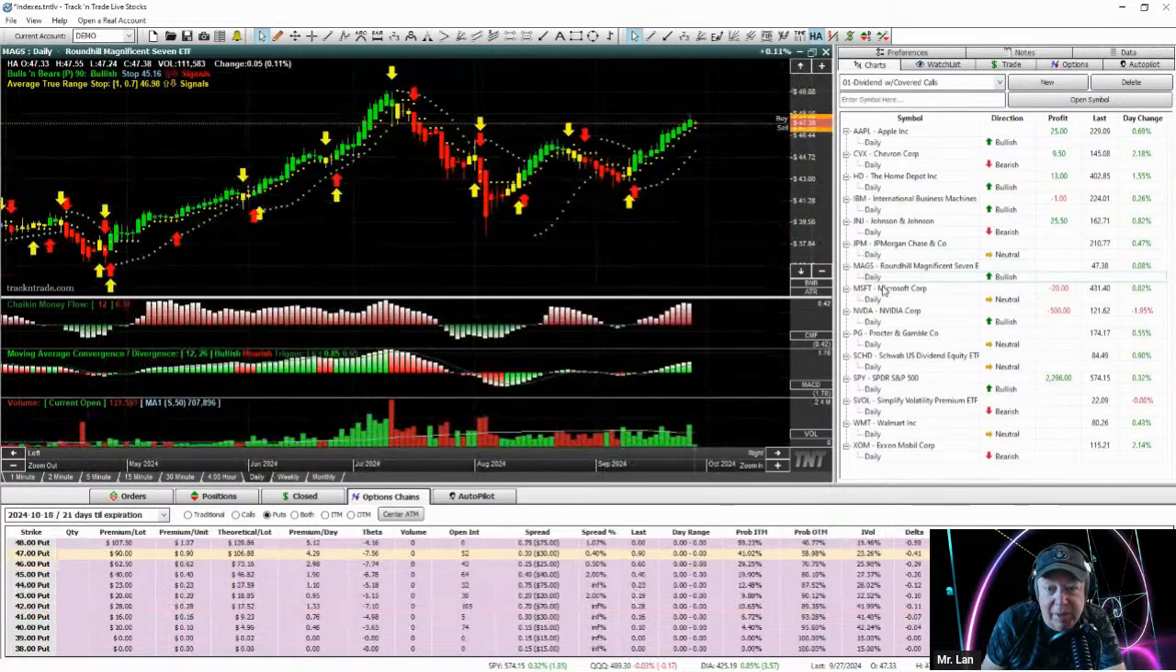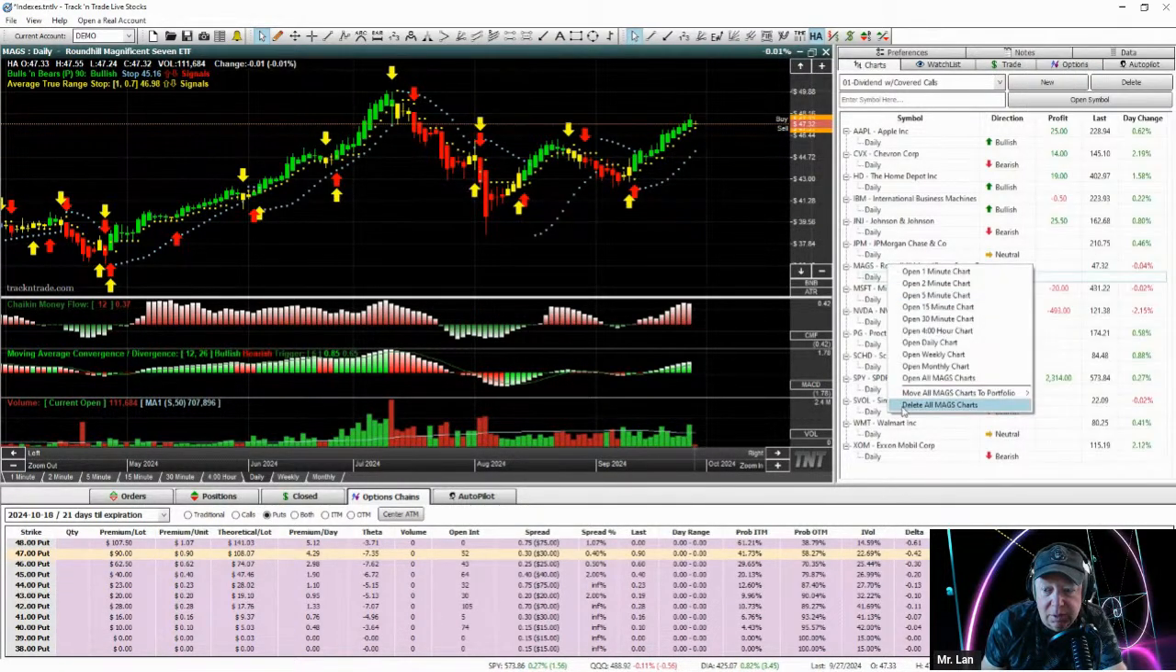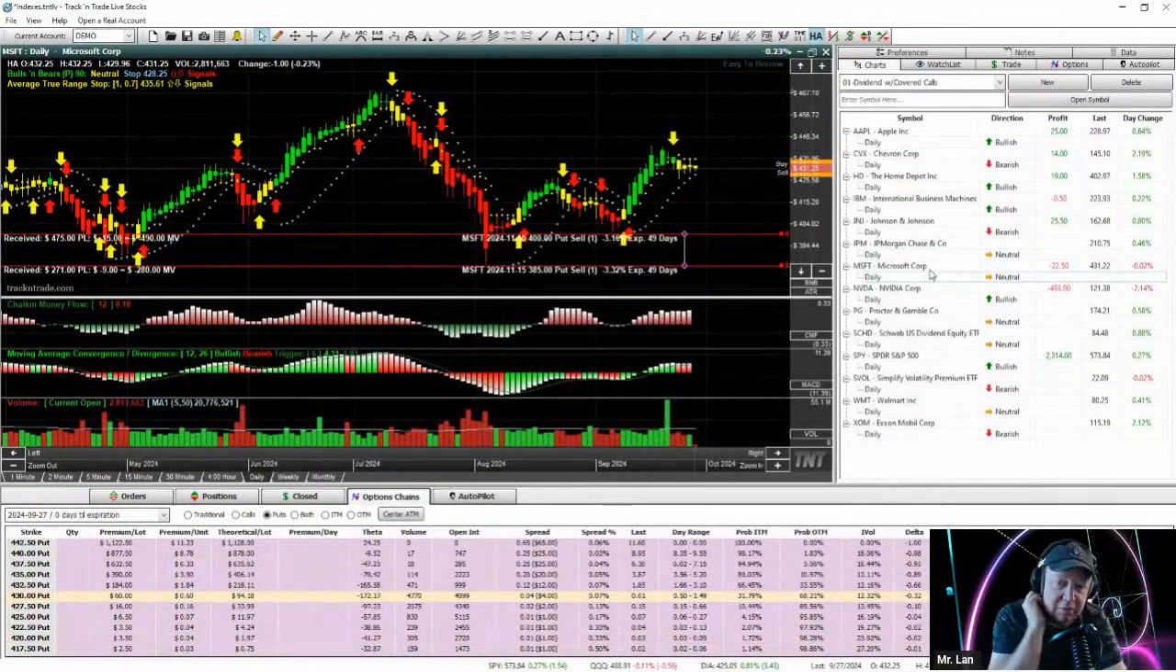Okay, let's go do the MAGs. MAGs, that's the Magnificent Seven. It's an ETF. And the problem with MAGs is I love owning it, and I own a bunch of this stuff, have for a long time. But the problem is you can't trade options on it. And it really upsets me that you can't trade options on it, because I'd love to trade options on this ETF, but you can't. So deleted.